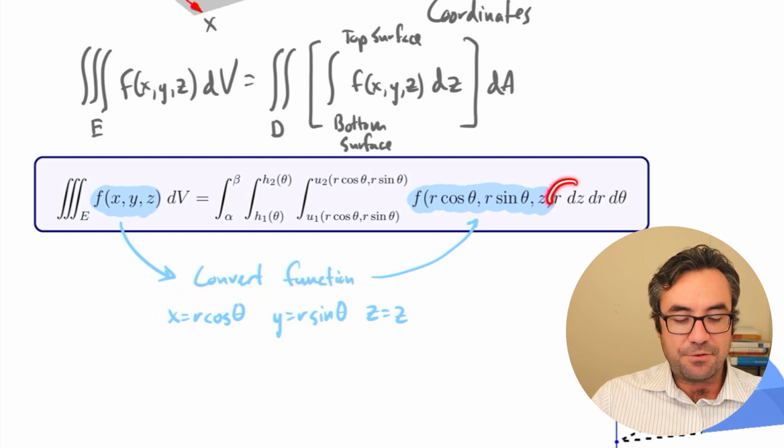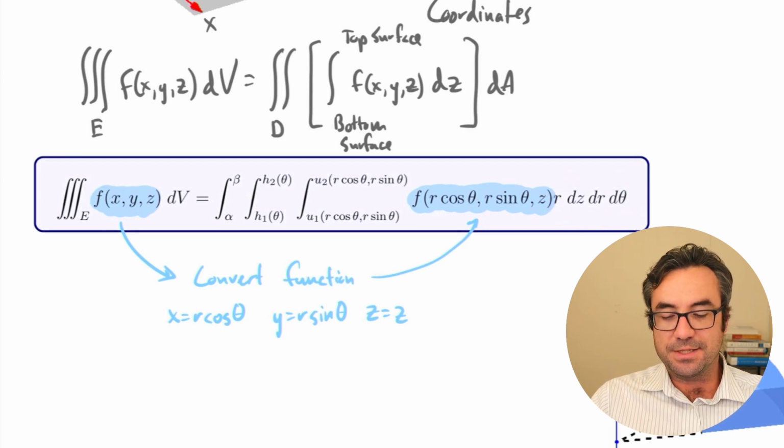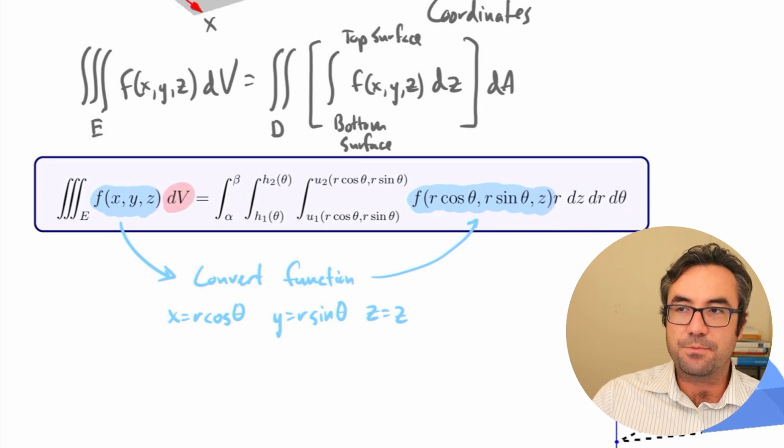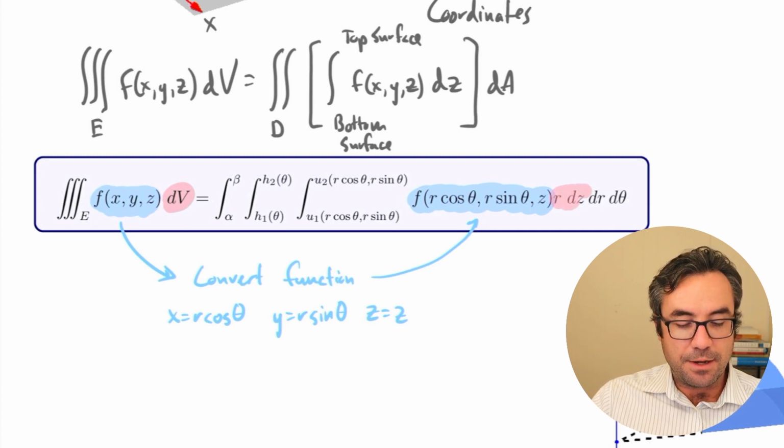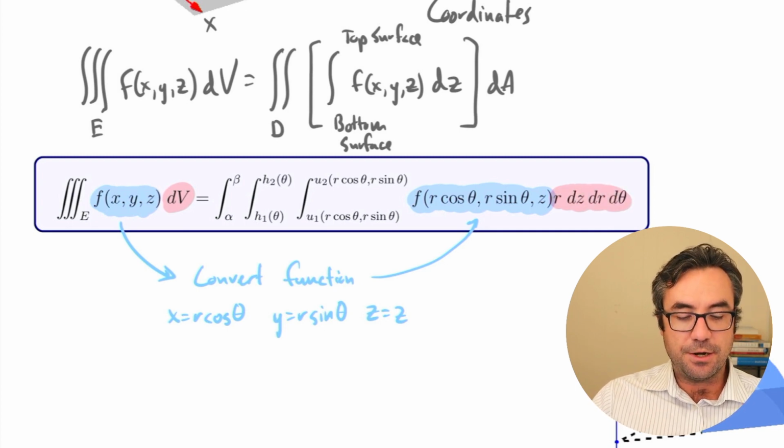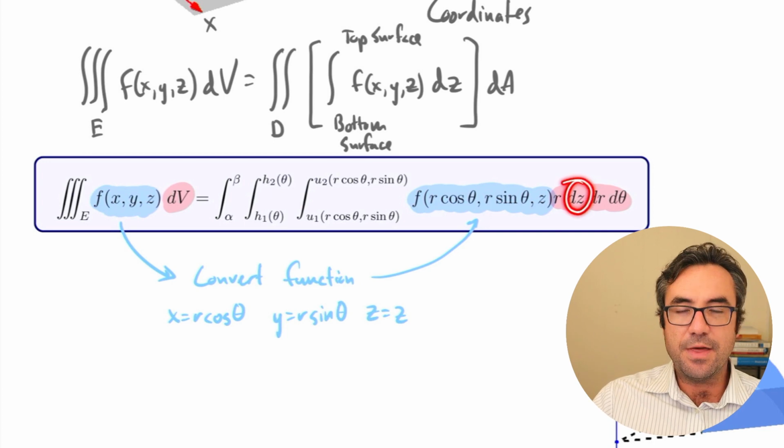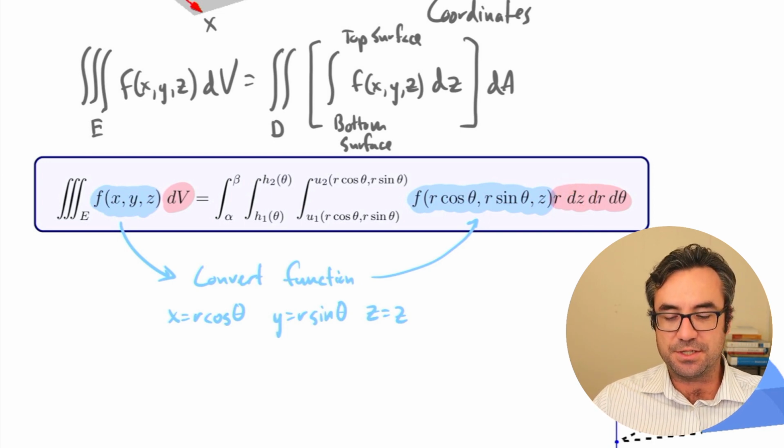Then we have to convert our differential. So that's the next thing we have to do. So our triple integral differential here, dV, we're going to convert it. And the conversion here is r dr d theta, so our regular conversion for polar coordinates, and then just, again, z stays the same. So the differential for dz just stays the same.